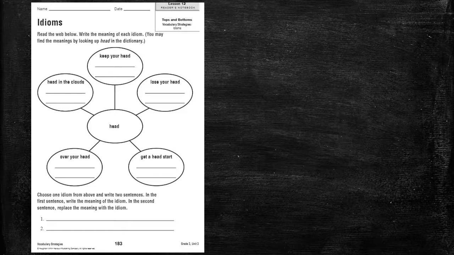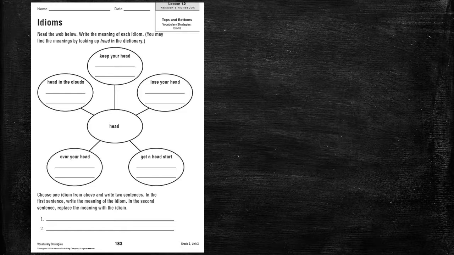So let's begin. Let's read the instructions. Read the web below. Write the meaning of each idiom. You may find the meaning by looking up ahead in the dictionary, so we can use a dictionary. And here I've pasted a few of my searches to show you how you can get it done. You can use a digital dictionary or a printed one, it's up to you. So let's look into the web, and the central word is head. So all these non-literal meaning phrases, or idioms as we call them, are around the word head.